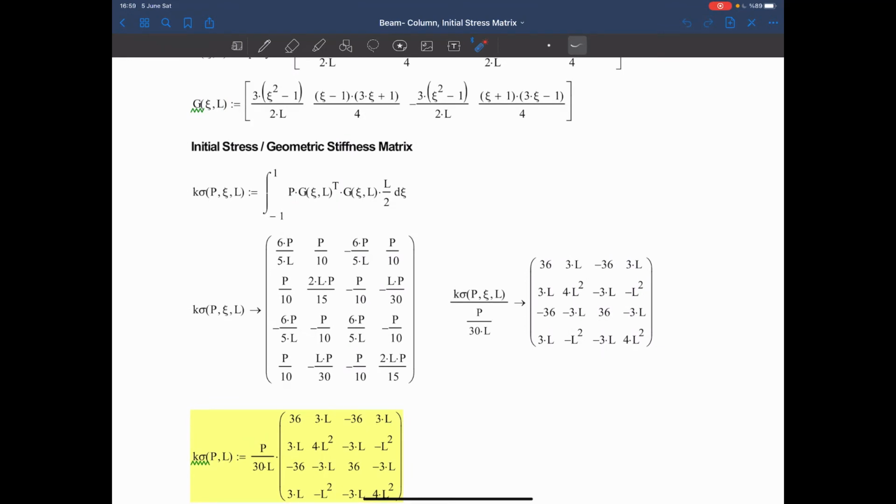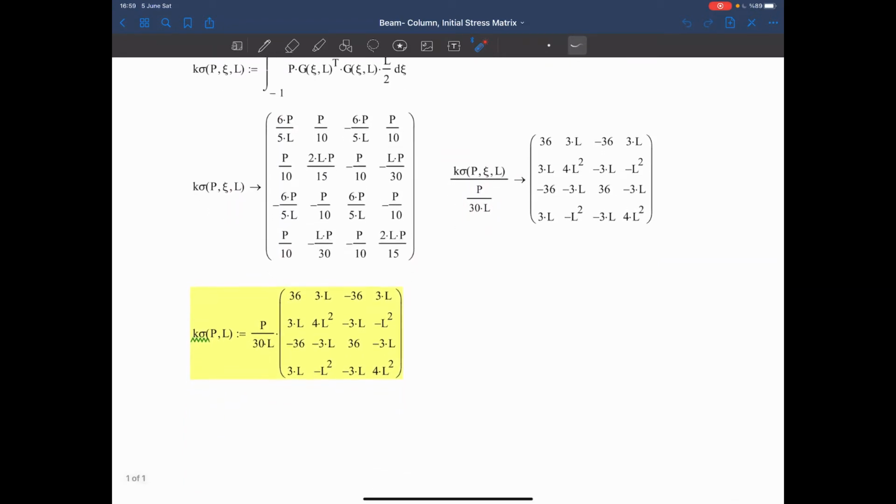So when you symbolically evaluate that integral, we have the following result, but I want to write it in a much simpler form, so I'm dividing it by P over 30L, and when I do that, I obtain the same stiffness matrix. That's the geometric stiffness matrix.